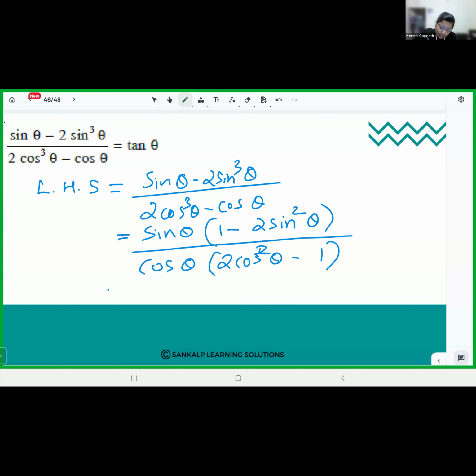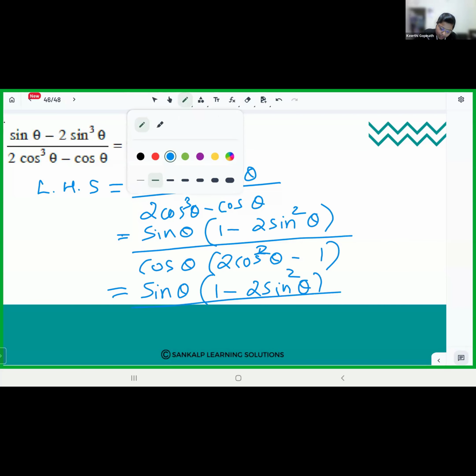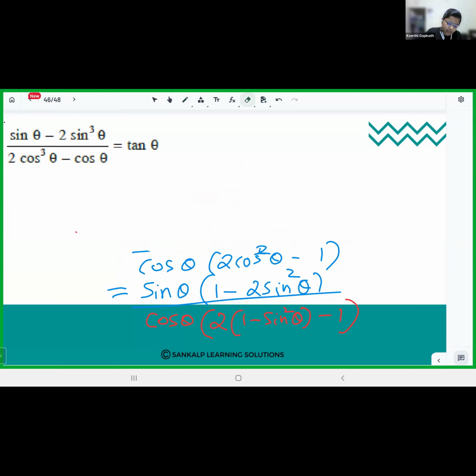We have the identity, right? Sin theta into (1 minus 2 sine square theta) divided by cos theta into (2 into cos square theta), which can be written as 1 minus sine square theta, minus 1. Alright? Okay. So, I'm going to simplify this. If you practice this, it will become easy.